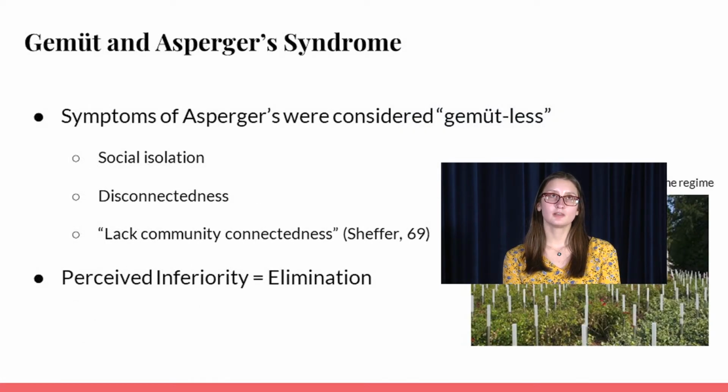Gemüt can be linked with Asperger's syndrome because symptoms of Asperger's include social isolation, disconnectedness, and a lack of community connectedness, which are all seen as Gemüt traits, and this perceived inferiority by Hans Asperger and his colleagues was the reason that they were sent to concentration camps to be tortured and killed. As seen in this photo of a graveyard of victims who were euthanized during the regime, many children with Asperger's syndrome were sent to be killed, and this is why we are so passionate about changing the Asperger's name.